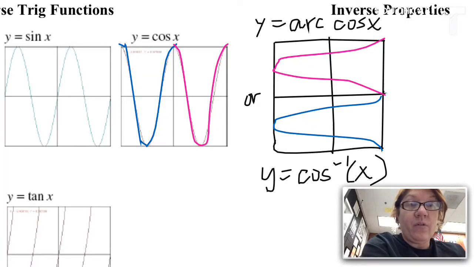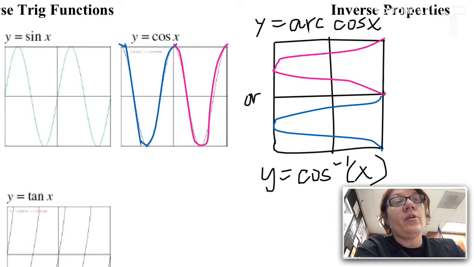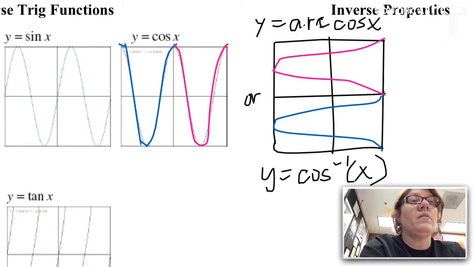So I raced ahead without you. So I traced over the cosine graph. Again, there's two periods drawn on the cosine curve, and I actually color-coded them so that you could see what they look like when I draw the inverse. And remember, I can either write it as arc cosine or cosine to the -1.